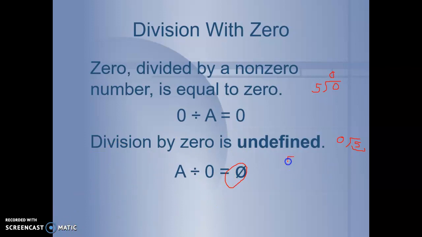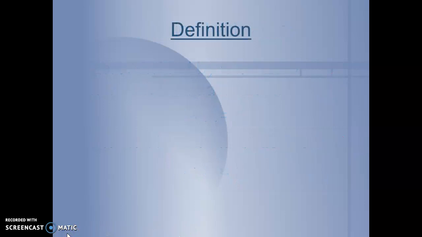Keep in mind that a rational number is like a division problem. So 5 over 0 is the same thing as 5 divided by 0. So in a fraction or rational number, you can't have 0 on the bottom. It is undefined.